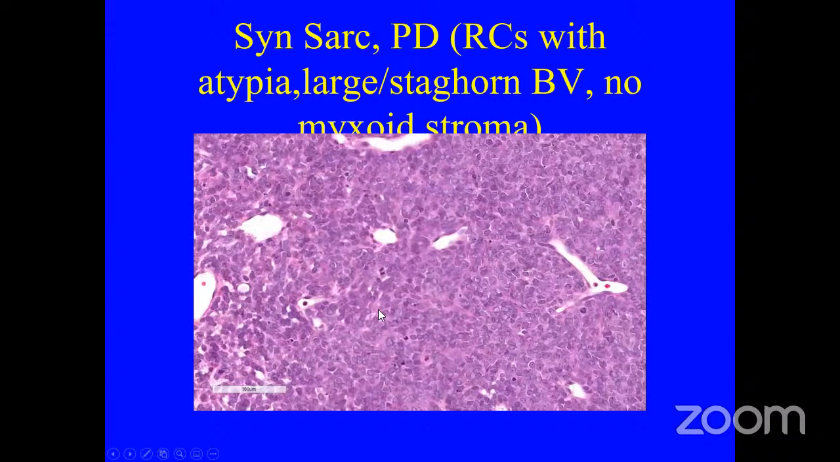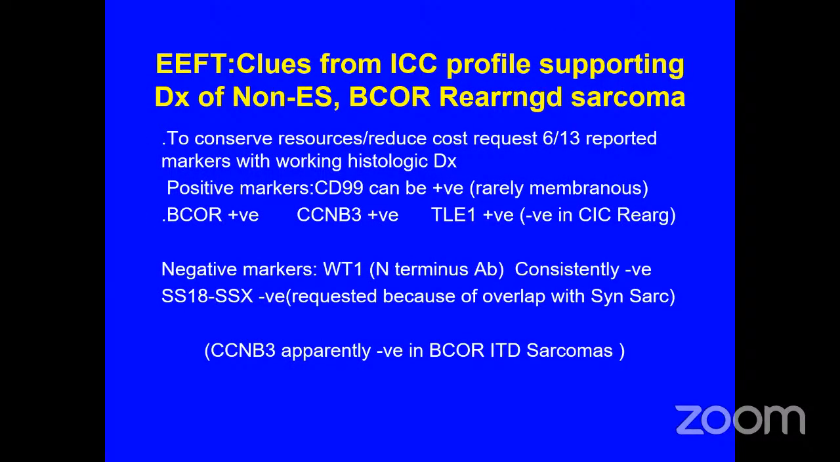So this is the synovial sarcoma, the routine histology. As you can see here, this is very different from what you see in the B-core rearranged sarcoma. The four elements that are present in B-core rearranged sarcoma are not there. You just have round cells, and instead of the chicken wire capillary network, you have the staghorn large blood vessels. So histologically, it is not a problem.